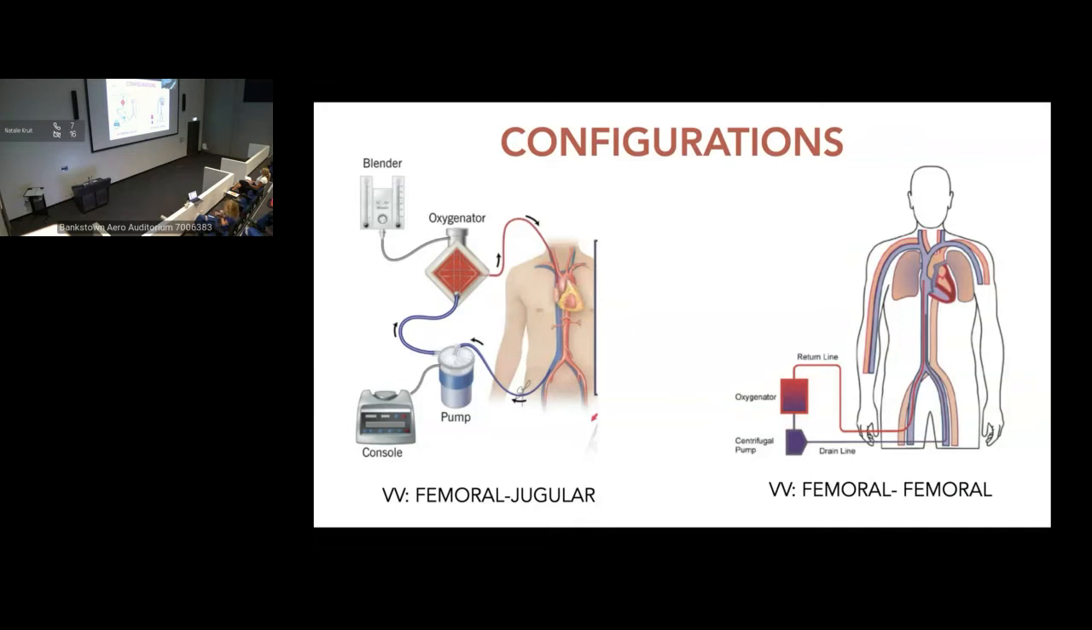And then on the right-hand side of the screen, you've got a femoral configuration. So basically, femoral vein has a drainage cannula up into the IVC, and then the other femoral vein will have a return cannula up into the right atrium. So let's go through each component in a little bit more detail.